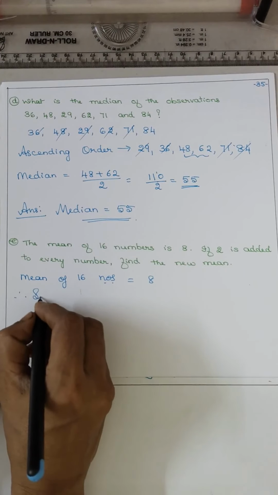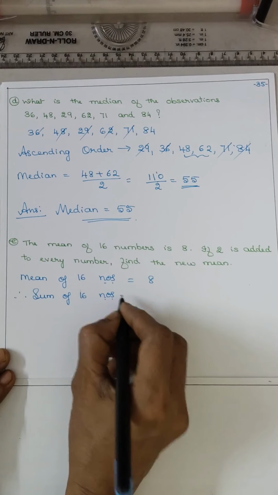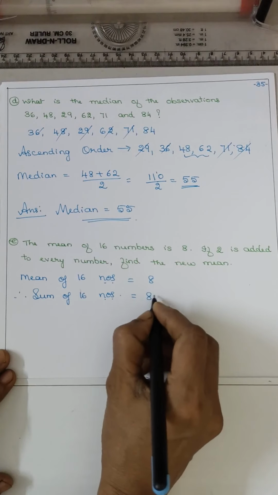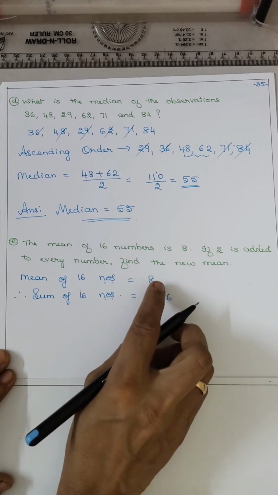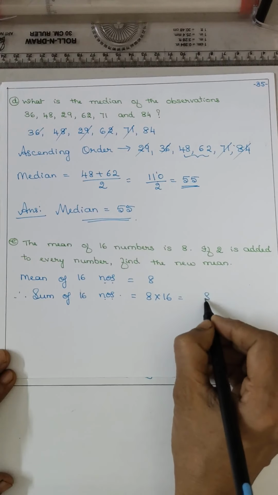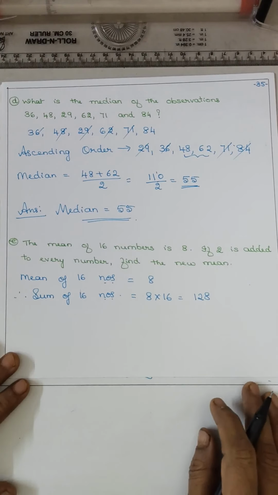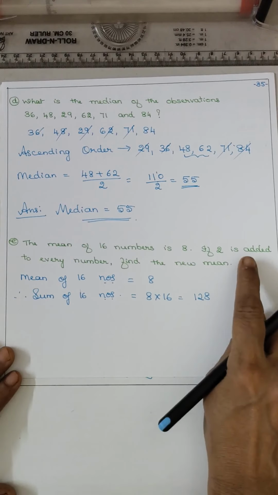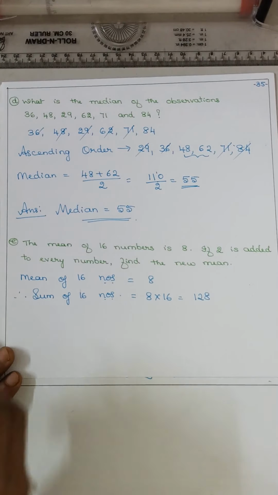Find first the sum of 16 numbers. Whenever such type of questions are there, you have to find the sum. So that is 8 into 16, isn't it? Mean is given. To find out the sum, you have to multiply these two. So 8 6s are 48, 8 1s are 8, 9, 10, 11, 12. So you got the sum of 16 numbers is 128.